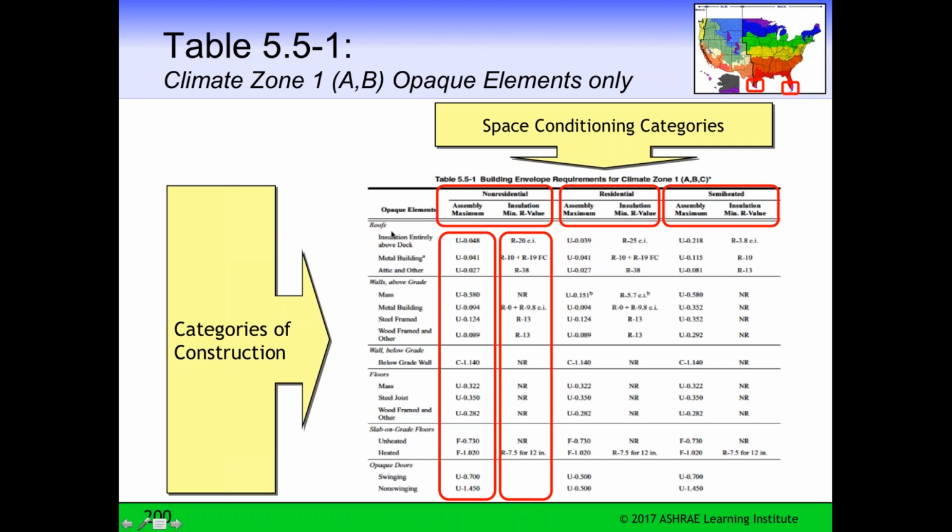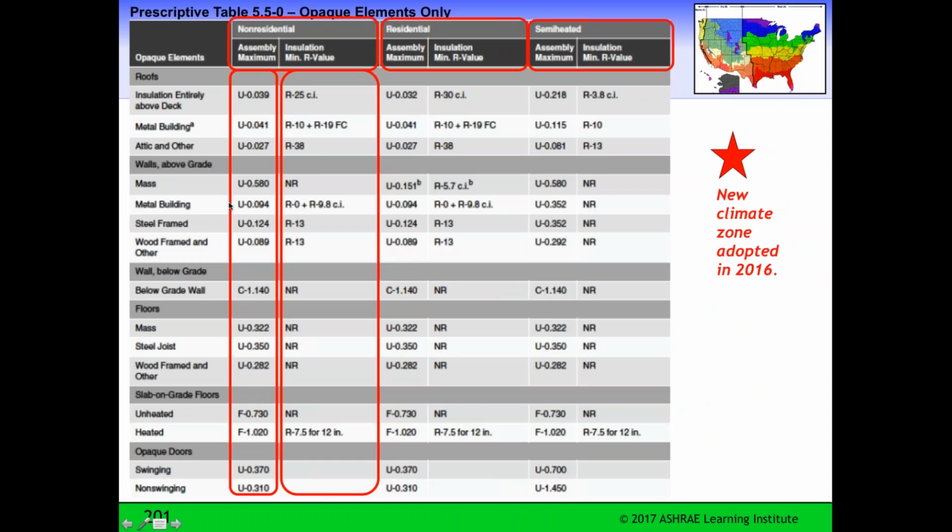And then here are the 3 rows for roofs, and you have the R value for insulation above deck and attic and other metal buildings. Walls above grade, you have the different requirements in climate zone 1, walls below grade, floors, etc. Now here is the table in 2016 for climate zone 0. And here are the non-residential requirements.